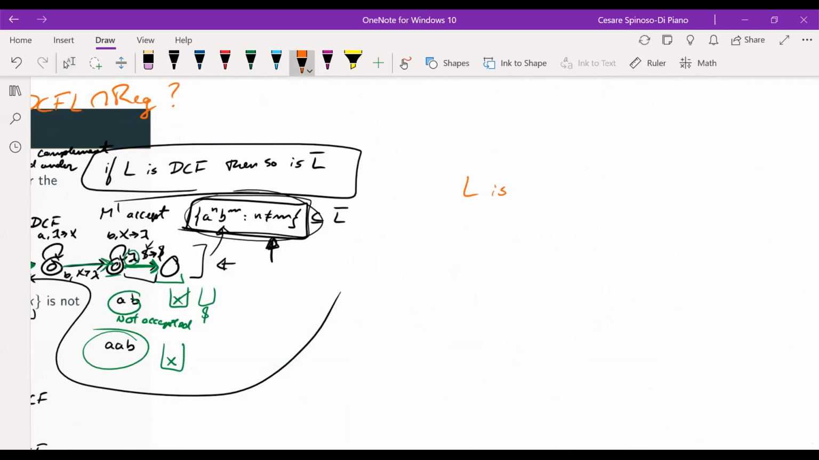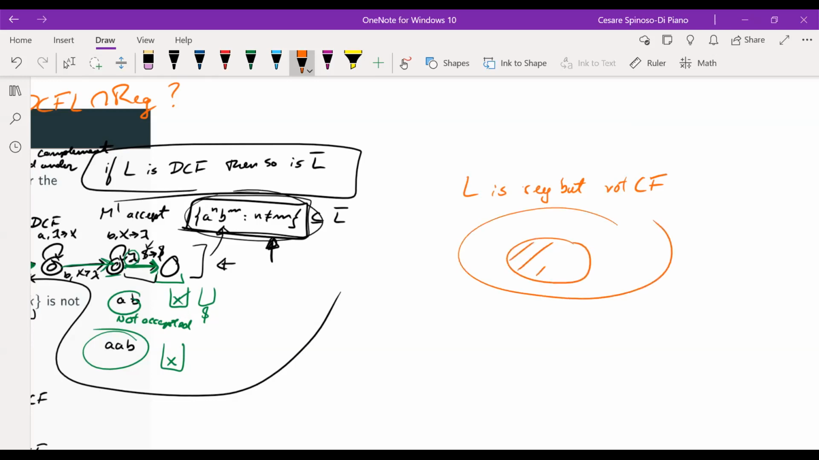L is regular, but not, well, this is just saying that you're within, that means that you're just in here. It's plausible that that might be an answer to something, but typically it's more like L is regular. Because if L is regular, then of course it's context free, right? This doesn't make any sense.